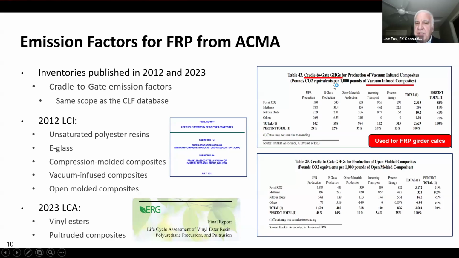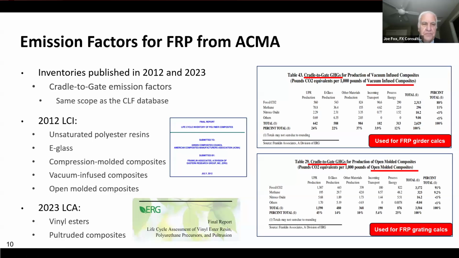What I've shown here is the table that shows cradle to gate emissions for vacuum infused composites. I'm going to use that in the girder calculations that I'll show you in a little while. Here you've got data for open molded composites, and I'm going to use that in the grating calculations that you will see very soon.